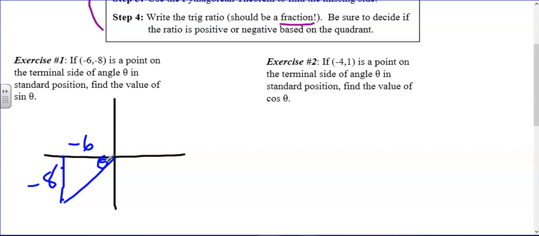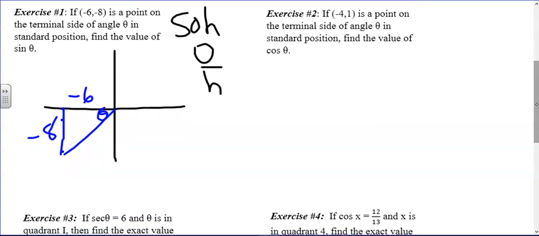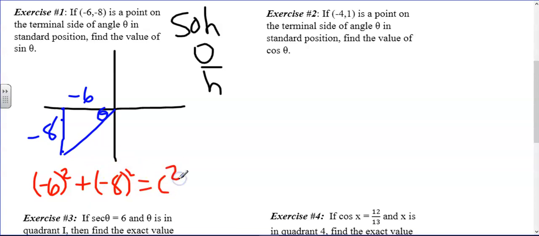So I want to know what sine is. Okay, so sine, SOHCAHTOA, which is O over H. But what's missing? Our H is missing, right? So in order to find the missing side, we've got to do the Pythagorean theorem. Now, you can, if you want, just use 6 and 8. If you're going to put the negatives in, make sure you use parentheses. So the A and the B are just my two sides. C is always the hypotenuse.